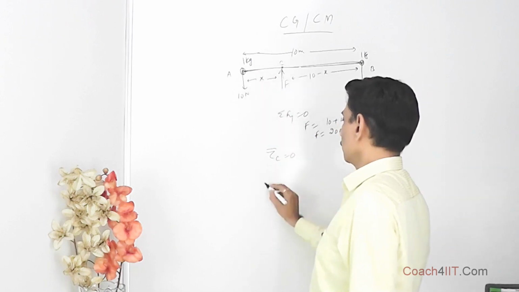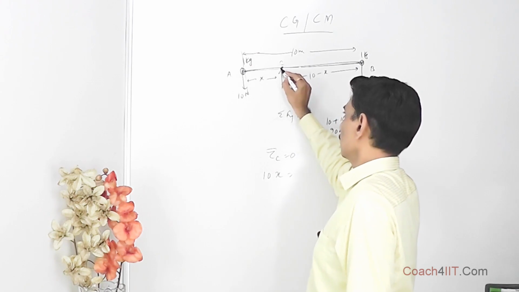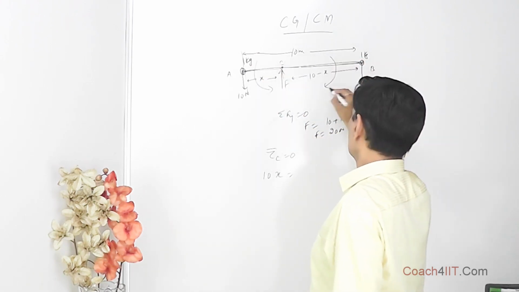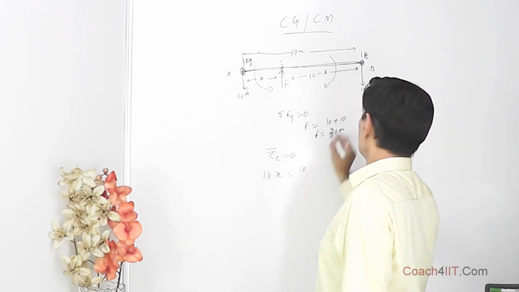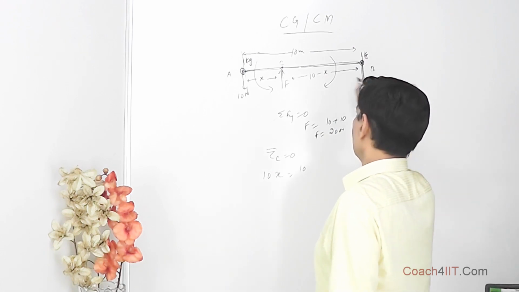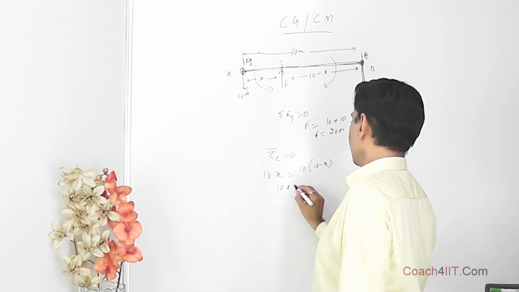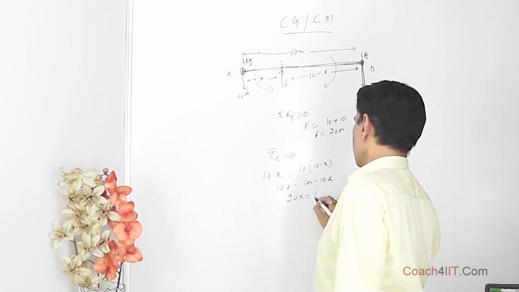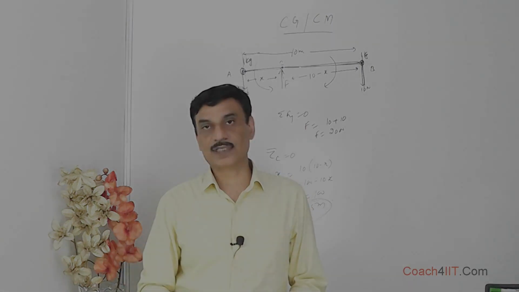This torque, force into perpendicular distance between the line of force and the axis, that is 10 into x, should be equal to the clockwise torque because of this force about this point, that is 10 force into the perpendicular distance, 10 into (10 minus x). It means 10x is equal to 100 minus 10x. This goes over here, 20x is equal to 100. So x comes out to be 5 meters. Obviously this is the same answer we had expected through our common sense understanding of things.